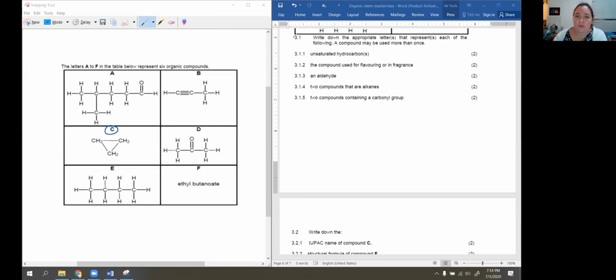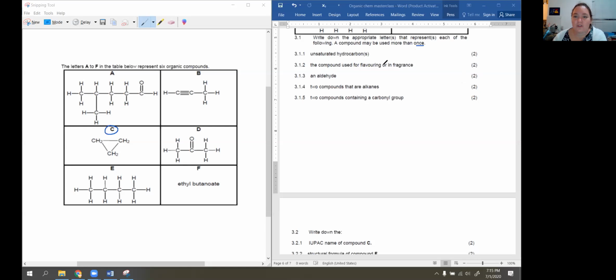So for question 3.1, it says, write down the appropriate letters that represent each of the following, and very importantly, something may be used more than once. You remember that, that's very important. So we're looking for something that's an unsaturated hydrocarbon or hydrocarbons. A little bit of a hint here. I guess they've given you a couple of options. I don't know why one of them's out of 2. This is weird mark allocations. Usually if something can be used more than once, we'd ask for only one or something like that. So all of these are out of 2, so it's a bit strange with the numbering. But as I said, it's an old question.